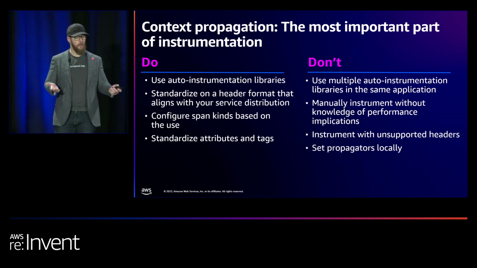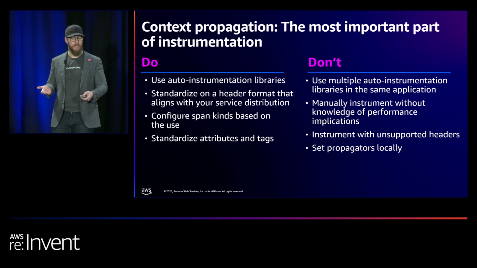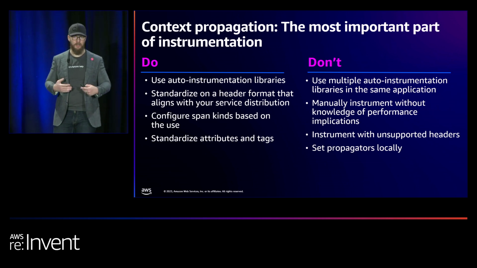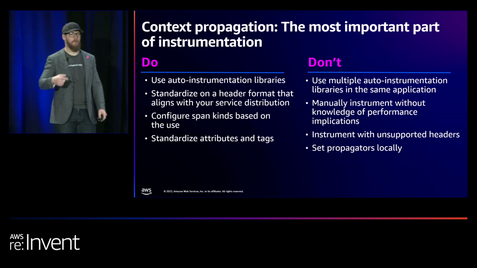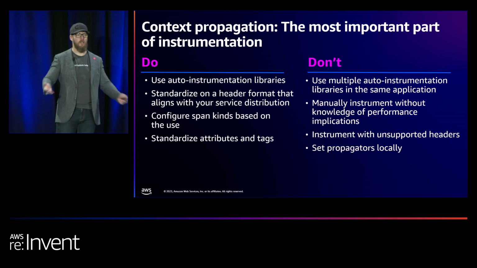A common don't is use multiple auto-instrumentation libraries in the same application. So if you're using the Splunk distribution of OpenTelemetry, you may not want to use another auto-instrumentation library on top of that for performance issues, if nothing else, right? You're going to create a lot of back pressure and performance problems in the application itself because it's having to run those libraries in addition to whatever else it's intended to be doing.